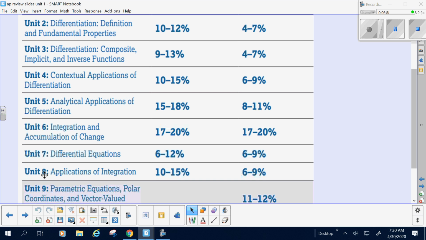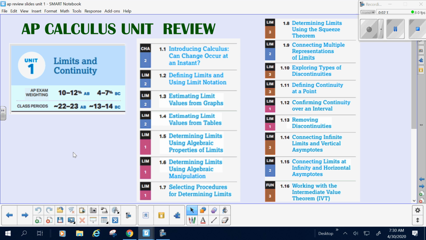By the way, Unit 8 is not on the exam because they threw out anything you might have learned in March or later than March, which means applications of integration are out. We'll talk more about that later, but it breaks my heart, quite frankly. But it is what it is. You've got to deal with the cards you're dealt, so here we go.